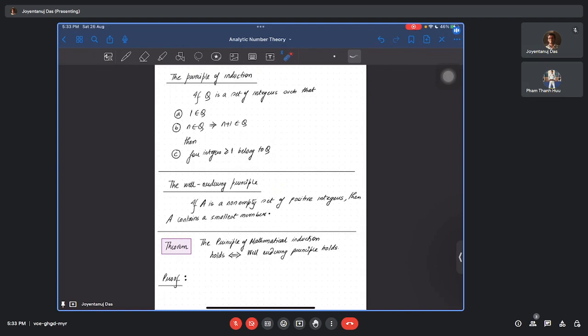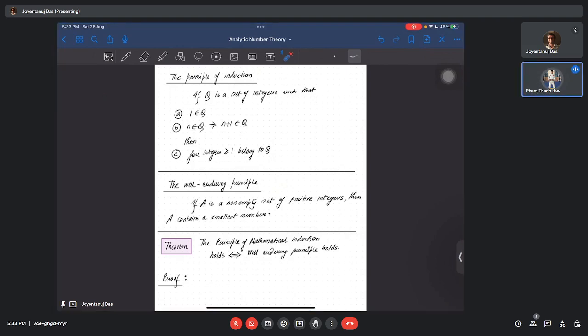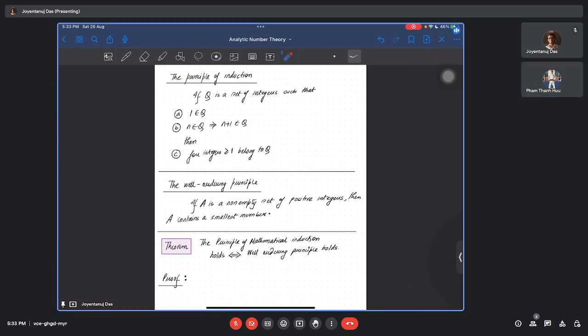So that's why in the chapter they are introducing induction. It is a very basic tool, so it is used in many places. So we'll prove this. It is an if and only if condition, so we have to prove both sides.